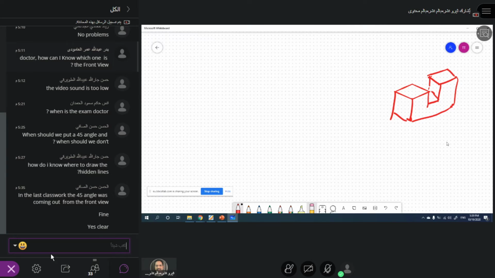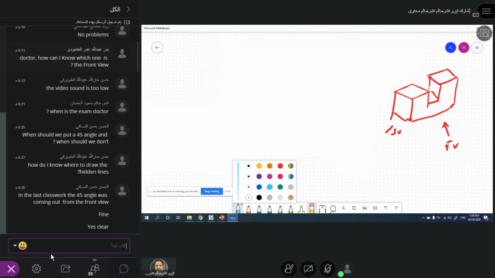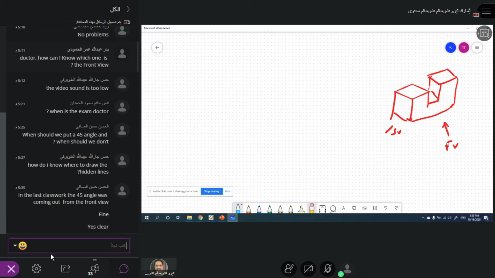So how can I draw this? First thing, you have to decide which is the front view. By convention, the longest one is the front view. So this should be the front view, and this should be the side view, let's say. Okay, so I have to draw the front view. So what should I do? I will go for the smaller one. First thing I do, I will draw this line, the center line, and then of course this line as well.